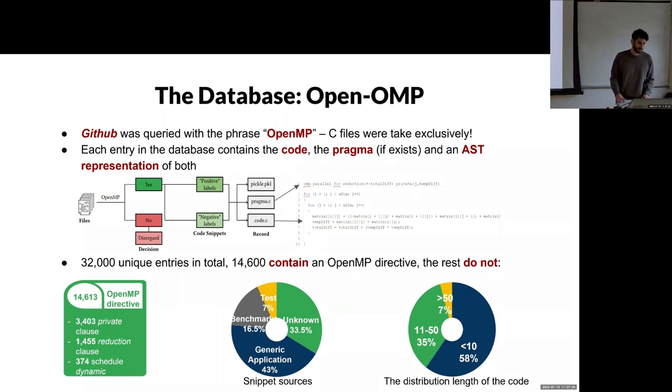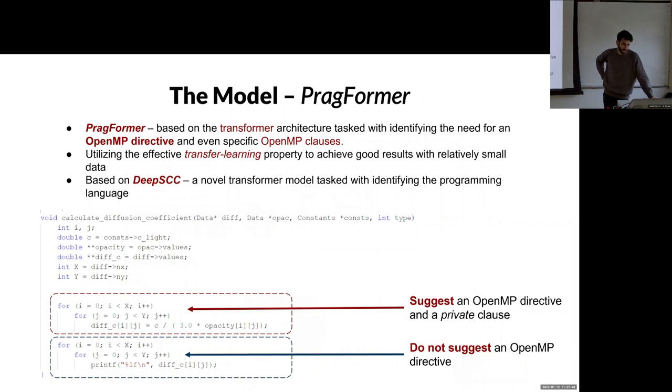We have labels, because you need the label. It does have a pragma. It doesn't have a pragma. And we ended up with 32,000 unique entries with 15,000 OpenMP directives. And the rest of the data doesn't have a directive. So the model performer, as I said, what it should do for this code is detect that the above for loop does have an OpenMP directive and even suggest a private clause, and that the lower one is without an OpenMP directive.